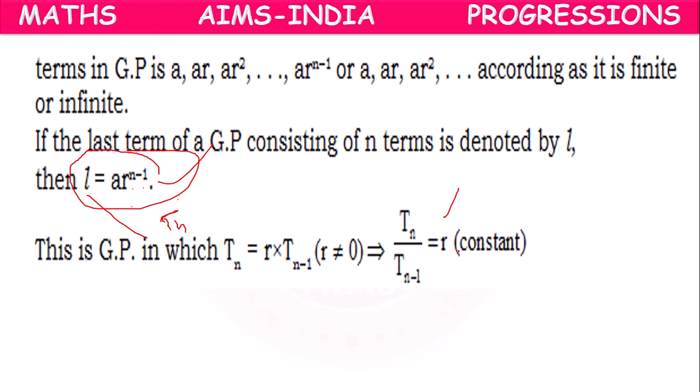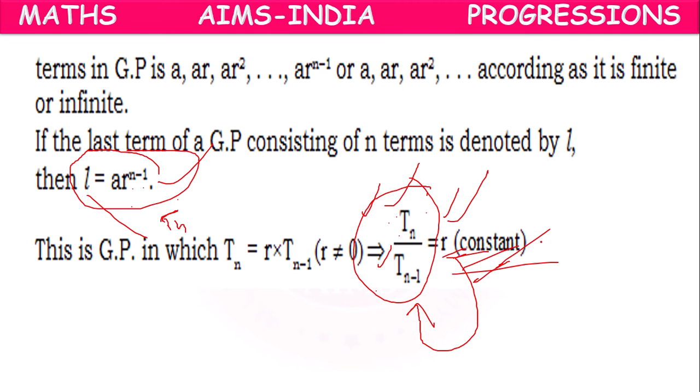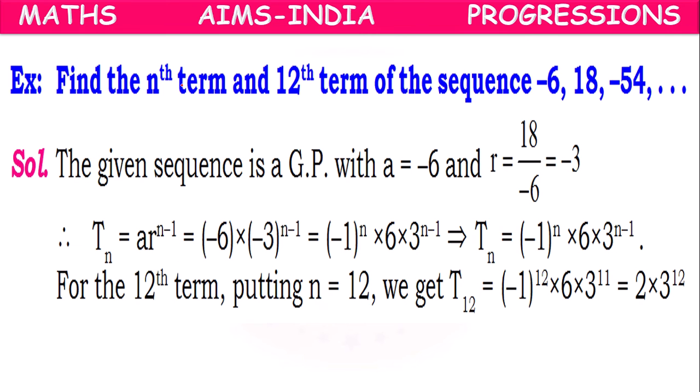And r, here r means common ratio. Its formula is given by Tn by Tn minus 1, means nth term by its before term, its preceding term. That ratio is called common ratio, which is denoted by r. So up to here, in our previous videos, we have completed the explanation, children. Let's start with the next concept or next example.